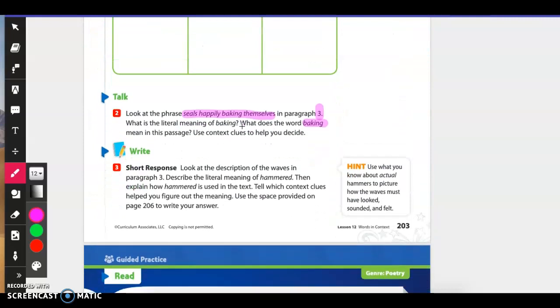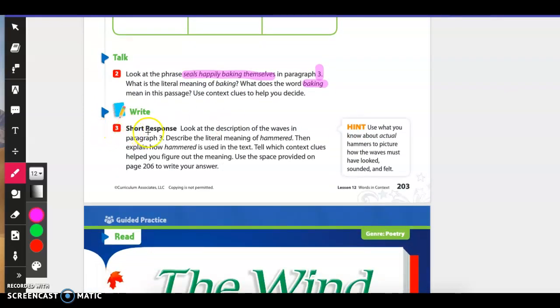Short answer response. Number 3, this is your writing portion. It says to look at the description of the waves in paragraph 3. Describe the literal meaning of hammered. Then explain how hammered is used in the text. Tell which context clues helped you figure out the meaning. You will complete your answer on page 206.